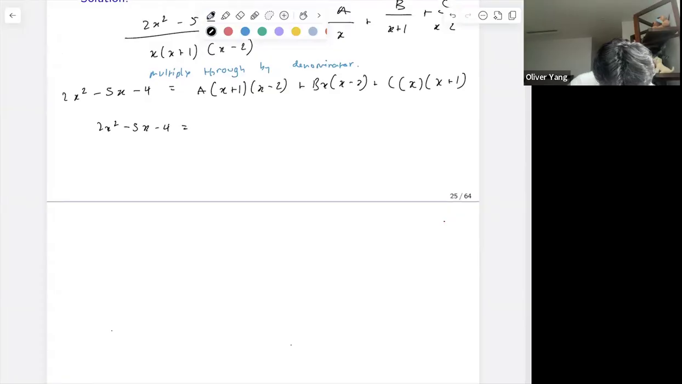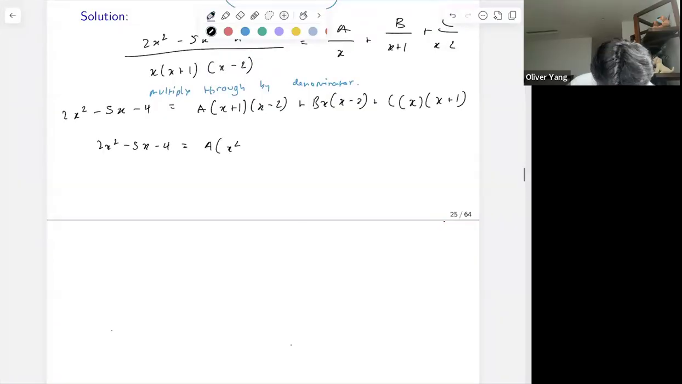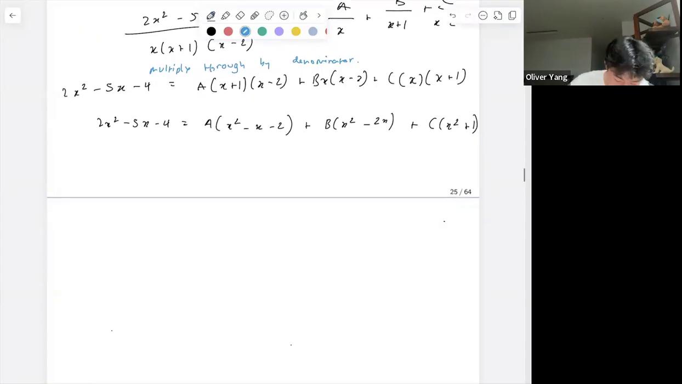So we're going to just multiply through, right? So this is a quadratic and it becomes a(x squared minus x minus 2), right? Plus b(x squared minus 2x). Sorry, 2x. I can't even read my own handwriting. Plus c(x squared plus x). Yeah. So now that we've got this, we're going to equate coefficients, right? So equate coefficients.